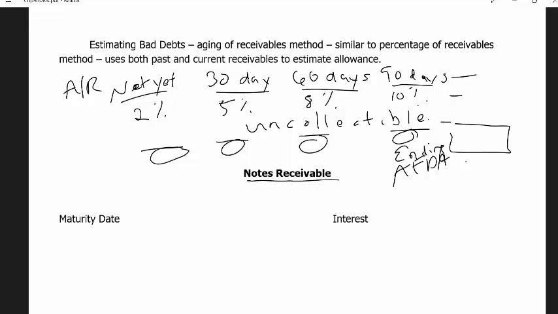Okay, let's move to notes receivable. Notes receivable is a written promise to pay a specified amount, including interest, on a due date. So it's a written promise to pay a particular amount, including interest. And we haven't dealt with interest, so we want to look at that. And it's on a particular due date. Before we've been doing 2/10, net 30, where it's due in 30 days and you may get a discount. But this is a situation where you have an actual note due on a certain date, and you're going to pay interest.